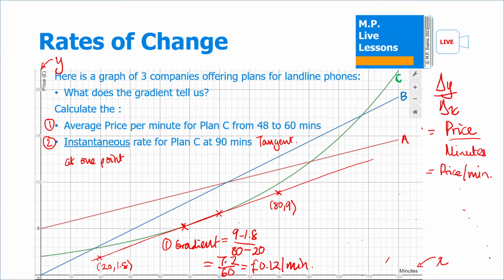And finally, we'll do something similar at 90 minutes. So at 90 minutes, there's our point, roughly. And what we want to do now is draw a tangent to it, so it just touches the curve once, almost at 90 degrees or parallel to it. So I'll draw my tangent line now.